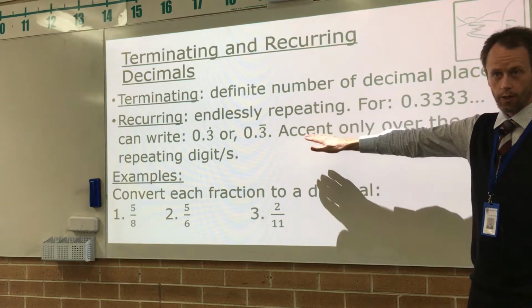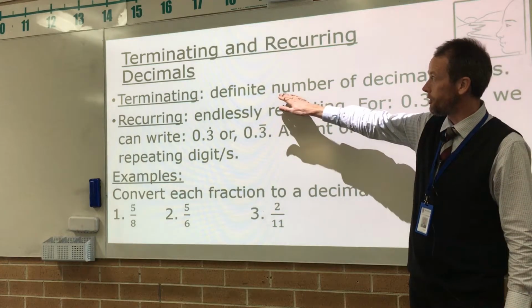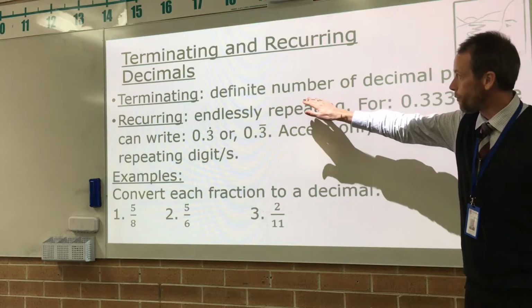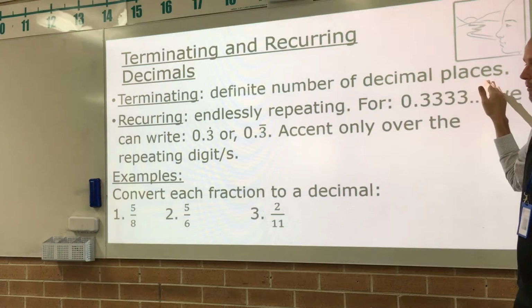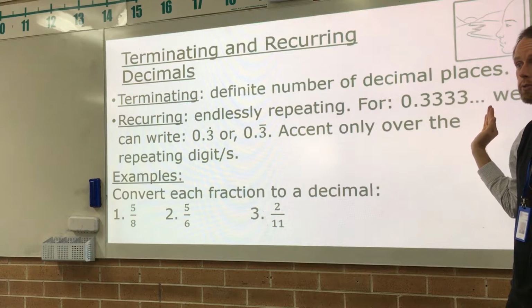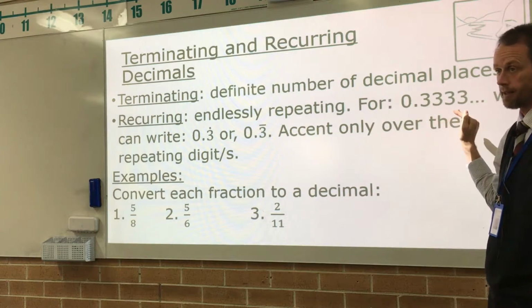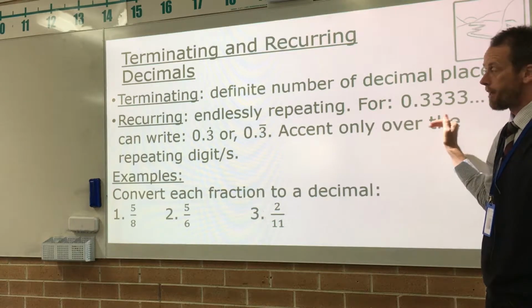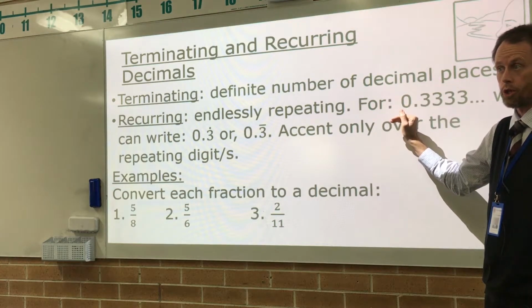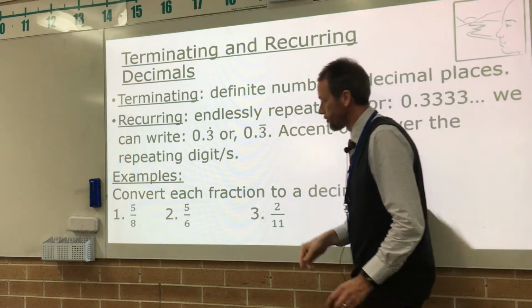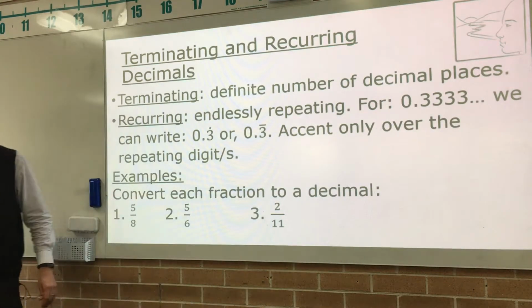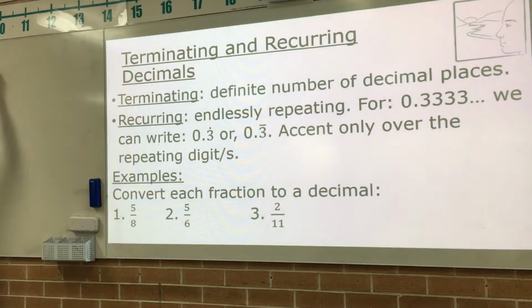There's two definitions we need to know. Firstly, a terminating decimal is one that has a definite number of decimal places. It stops. Whereas a recurring one just keeps on going and going and going and repeating. All right? Those two terms are important to know. So let's look at these three examples I've got here. Question 1 asks us to convert 5/8 into a decimal.